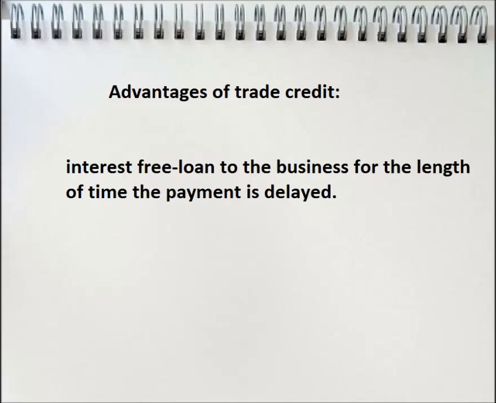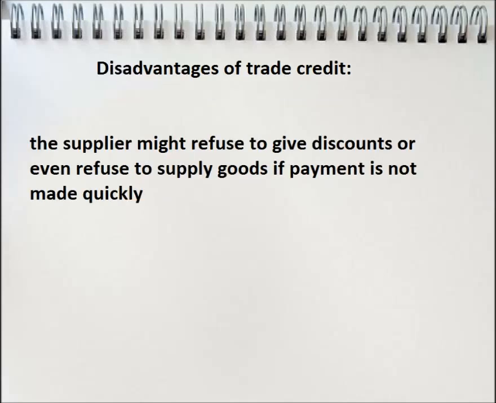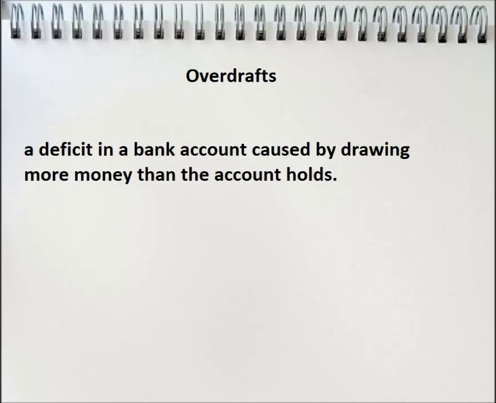Advantages of trade credit: interest-free loan to the business for the length of time the payment is delayed for. Disadvantages of trade credit: the supplier might refuse to give discounts or even refuse to supply goods if payment is not made quickly. Overdraft: these are arranged by a bank.